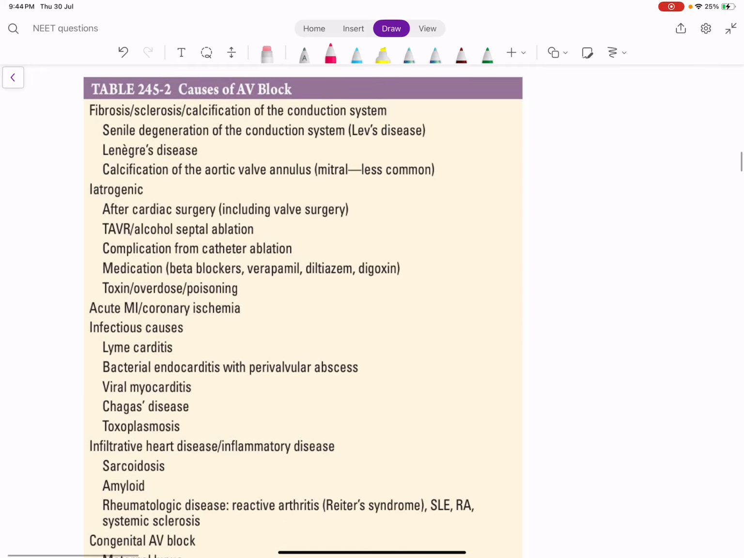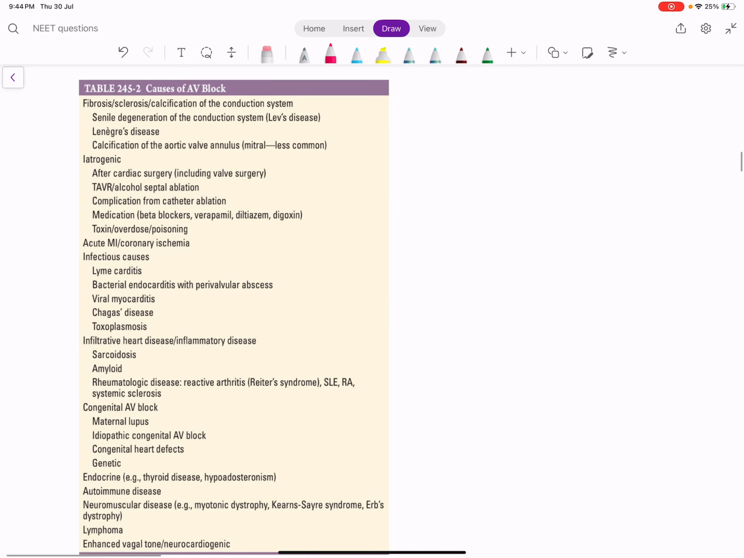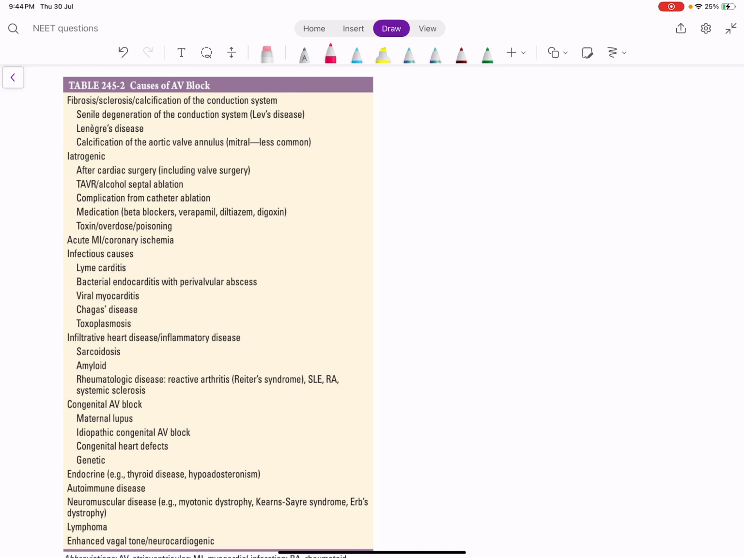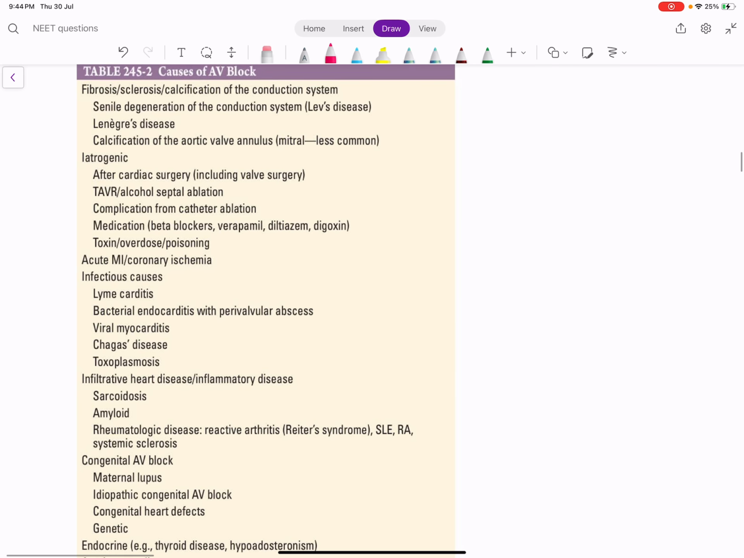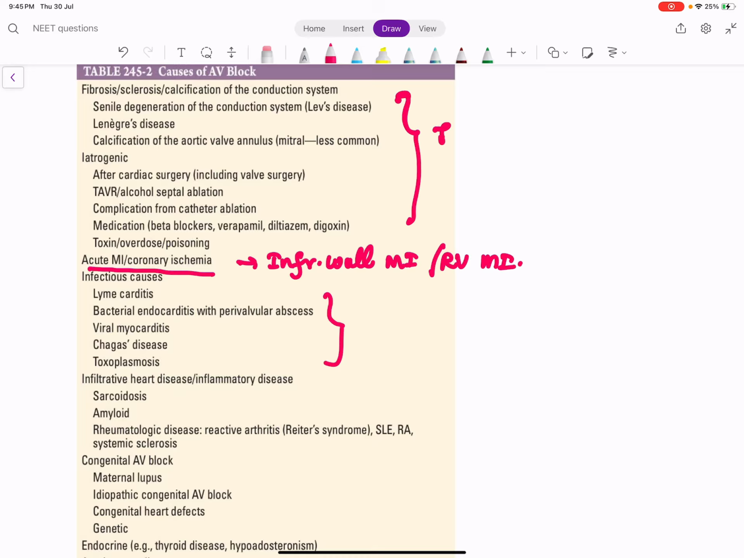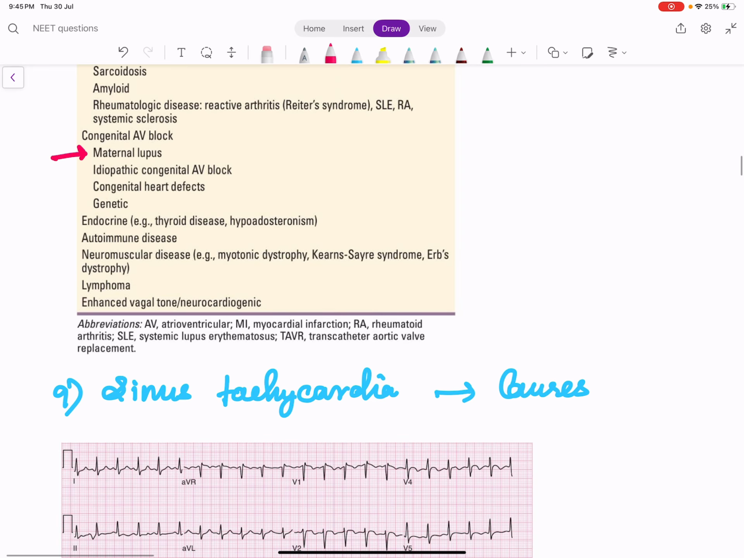So what are the causes of AV block? Again, the same way we approached sinus bradycardia. Usually in sinus bradycardia many causes are physiological, some are pathological. But AV block is usually considered pathological. Again, we have to rule out some drugs. Coronary ischemia: remember, inferior wall MI or right ventricular wall MI causes AV blocks. Some infections like myocarditis and Chagas disease can cause it. Mostly it's age-related fibrosis or trauma to the conducting system. And think of maternal lupus, congenital AV block: mother having SLE, baby will have AV block. Some are idiopathic.